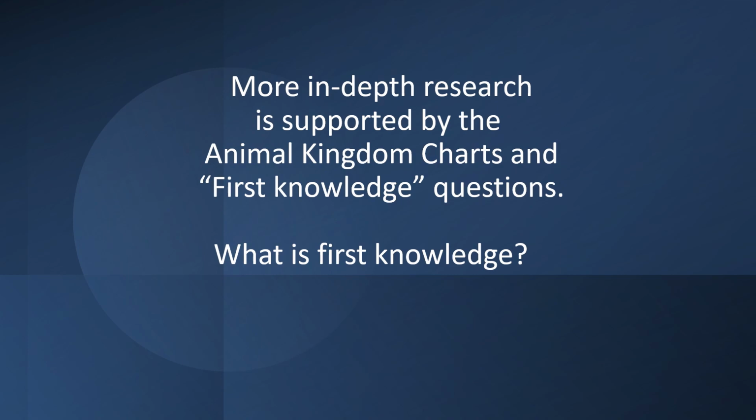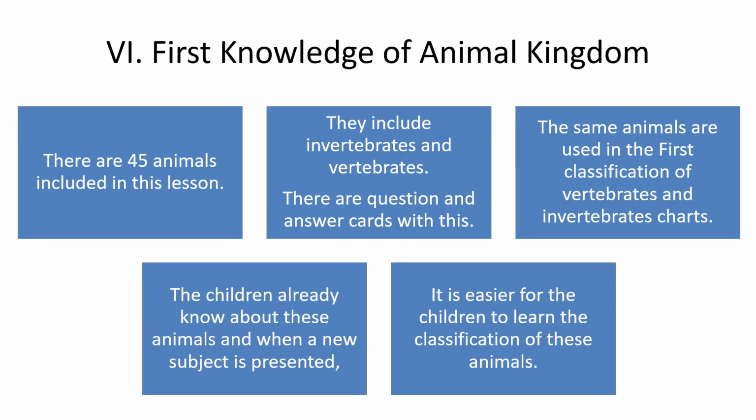We go on to the first knowledge. What is first knowledge? The next chapter deals with the first knowledge of animal kingdom. There are 45 animals included in this lesson. They include invertebrates and vertebrates. There are question and answer cards with us. The same animals are used in the first classification of vertebrates and invertebrates charts.